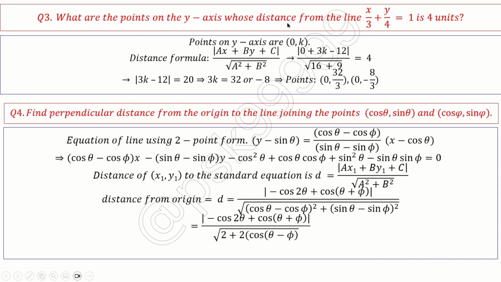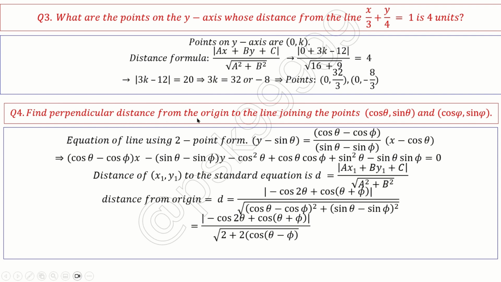What are the points on the y-axis whose distance from the line is 4 units? So first you write it in the general form. And this is the point on the y-axis, so it will be 0, k. Now you apply the distance formula and then solve for k. So for k you will get two values, 32 or minus 8. Sorry, 32 by 3 or minus 8 by 3. These are the two values you will get for k.